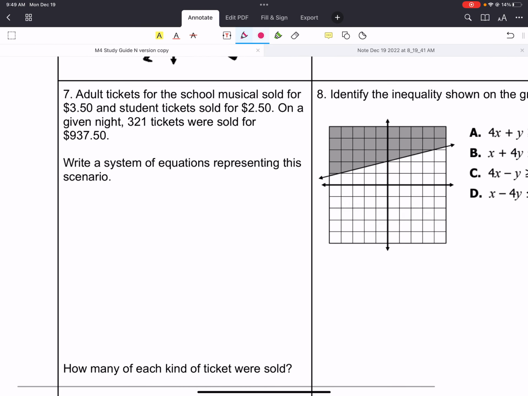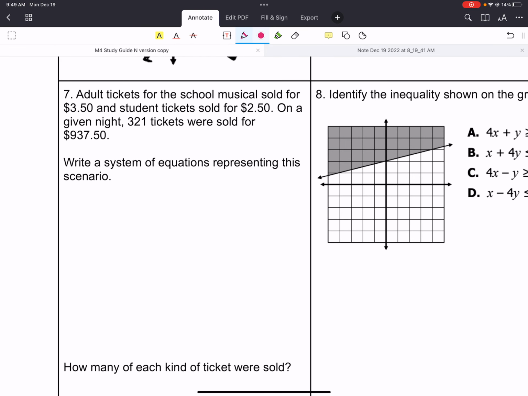Number 7, adult tickets for the school musical sold for $3.50. Student tickets $2.50. A given night, 321 tickets sold for $937.50. We're going to write a system. So I'm going to use A for adult. Instead of S for student, I'm going to use C for child because my S's look like 5s. We know this. So A plus C equals 321 tickets.